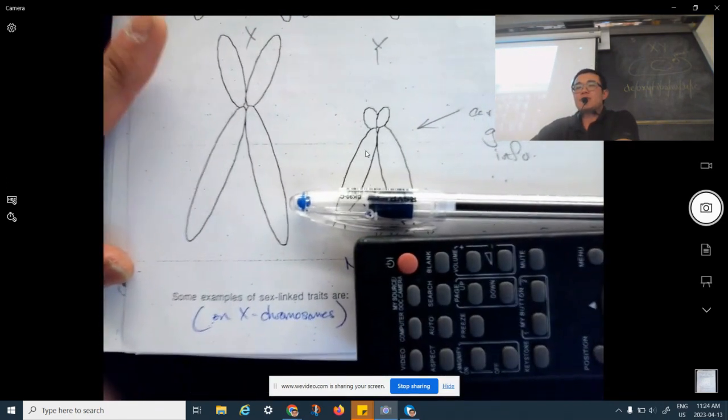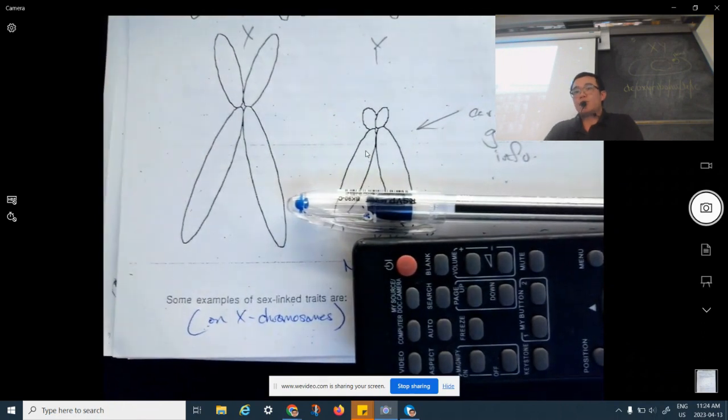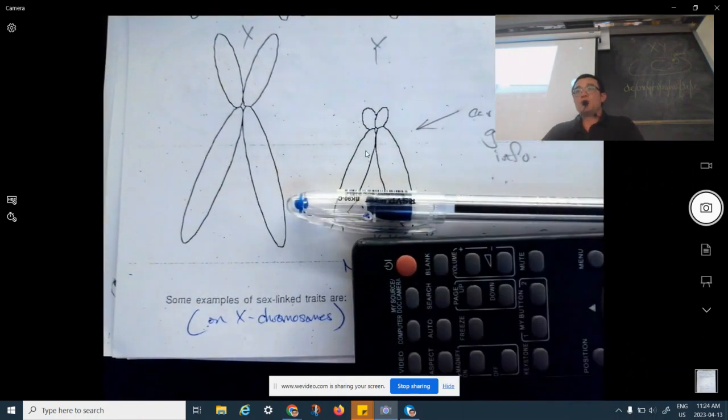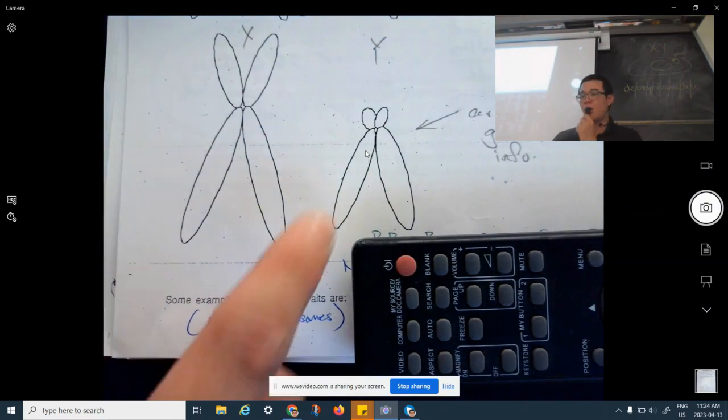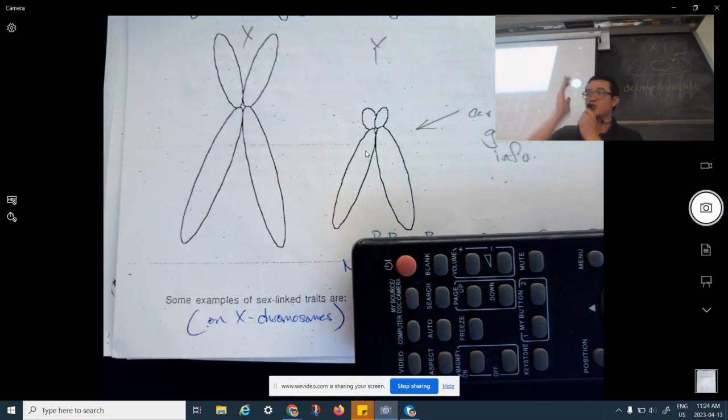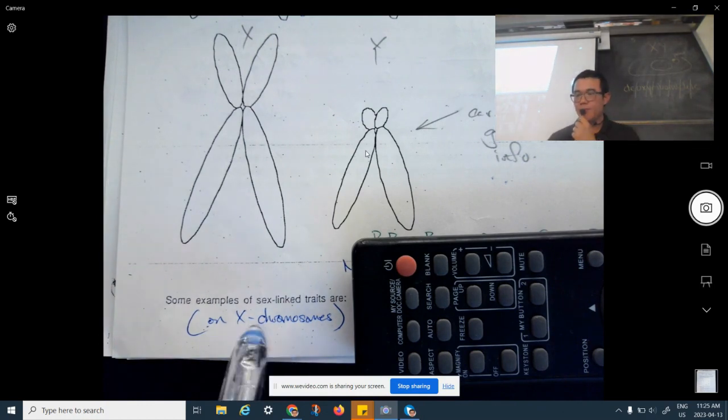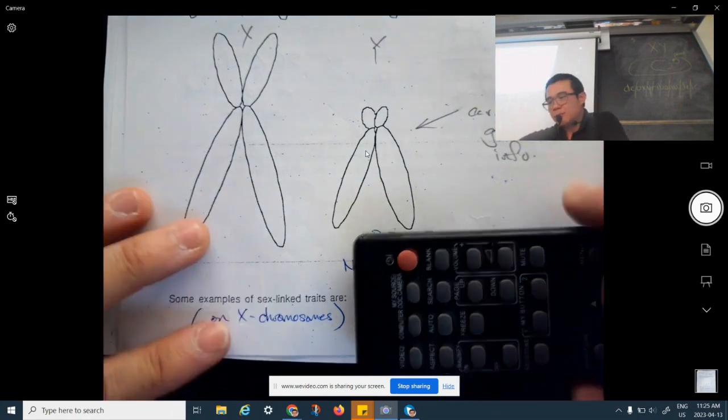Yes, there are sex-linked traits that are on the Y chromosome itself. And those sex-linked traits that are on the Y chromosome will be exclusively passed down from father to sons and not others, okay? But if it is on the X chromosome, it can affect everyone, okay? So we're going to be focusing on the sex-linked traits now.